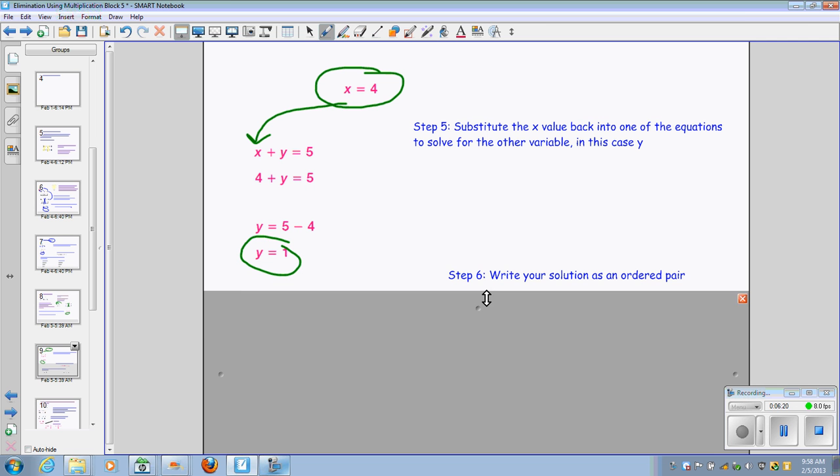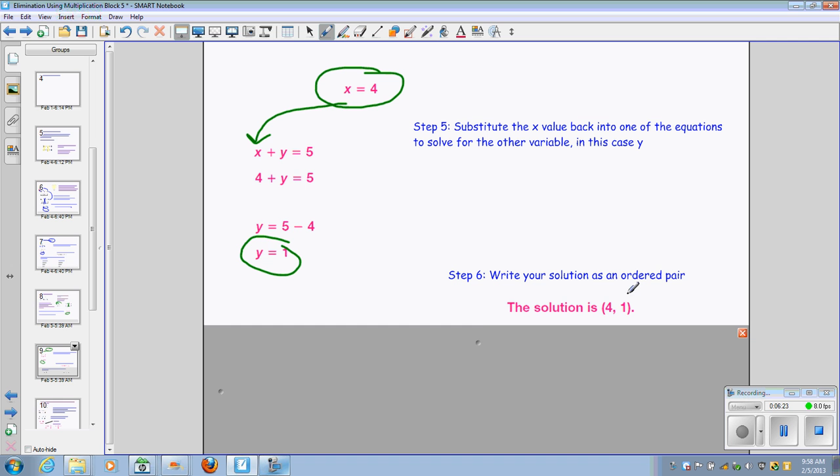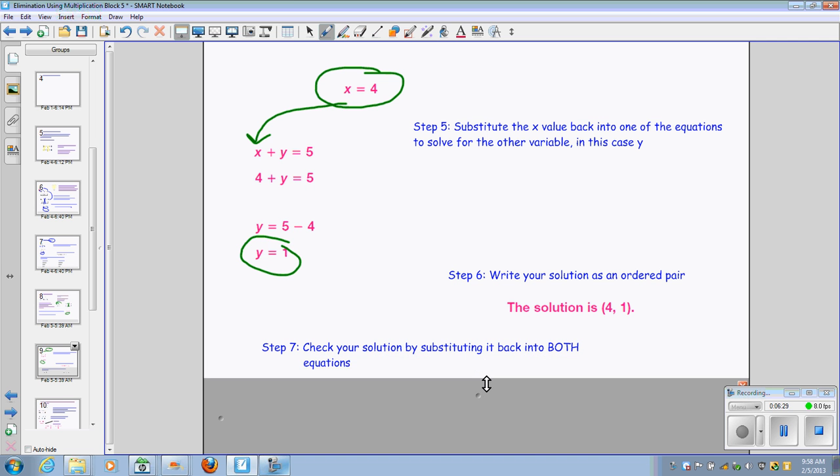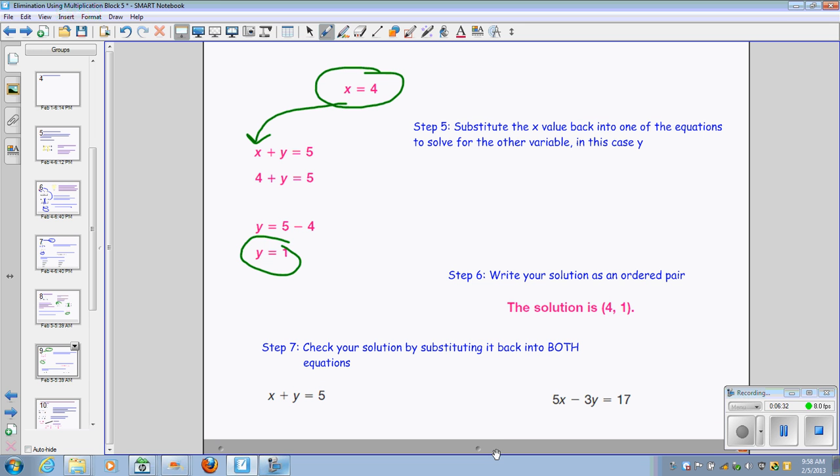Our ordered pair, that's our solution then, is (4, 1). Our final step is to substitute that point (4, 1) back into both equations to be sure that they are true. And we'll find that when x is 4, y is 1, 4 plus 1 is surely 5. 5 times 4 is 20, minus 3 times 1 is 3, which is surely 17. 20 minus 3 is 17. So this point does make both equations true. It is a solution for the system. If we graphed both of these lines, we would find that they had a point of intersection at the point (4, 1).